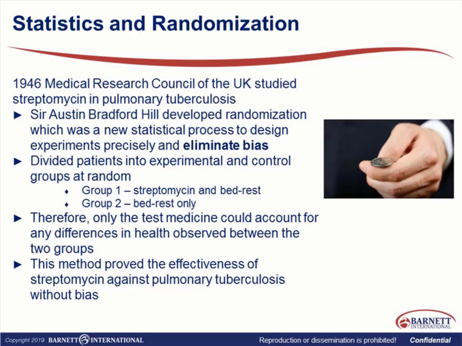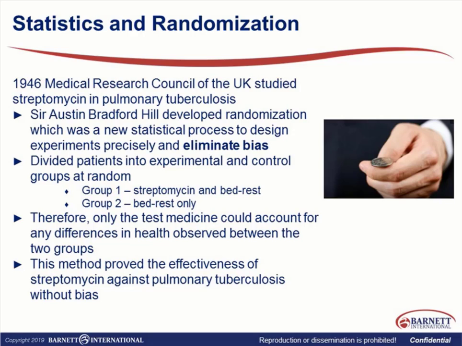We also then look at how randomization and statistics come into play, and how we're now going to analyze our data. So in 1946, a Medical Research Council of the United Kingdom studied streptomycin and pulmonary tuberculosis. And a gentleman by the name of Sir Austin Bradford Hill developed randomization, which was a new method in which we apply statistical design and processes and eliminate bias.